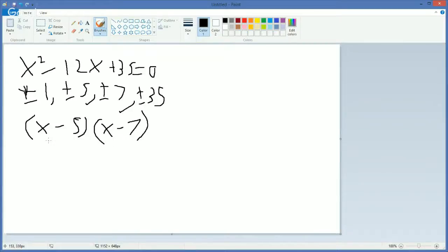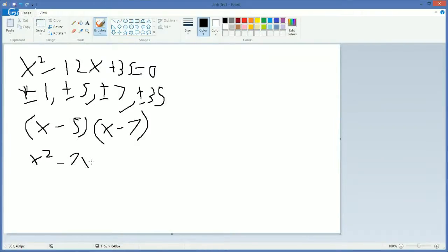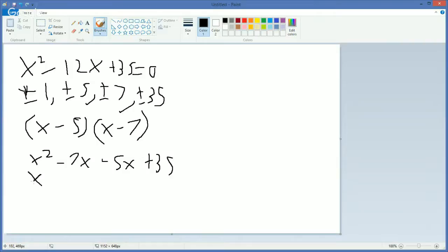when you do the basic brackets first, outside, inside, last, x squared minus 7x minus 5x plus 35. And that gets you your equation.